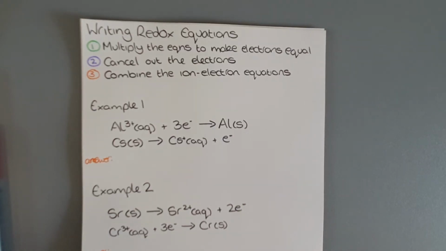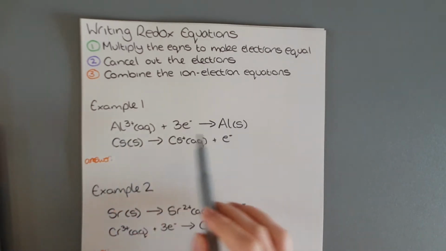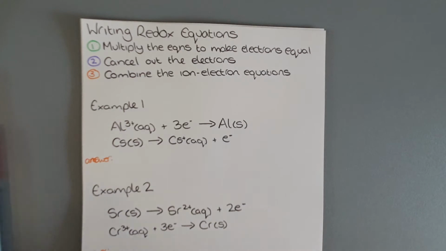This video is going to show you how to write redox equations by combining ion-electron equations. So you'll be familiar with these from the data book. They would be given to you to then balance them. A separate question would be to write them from the data book. So in the first example, we have aluminium and cesium.